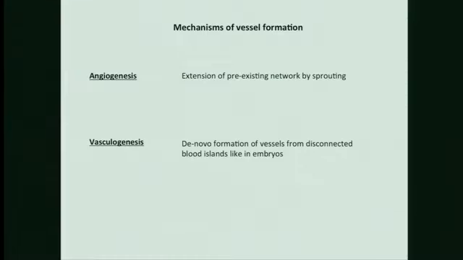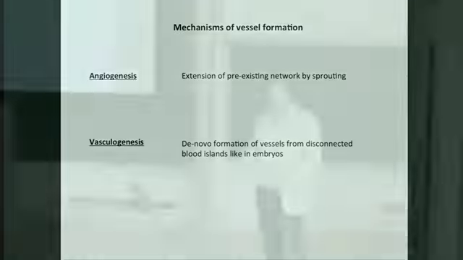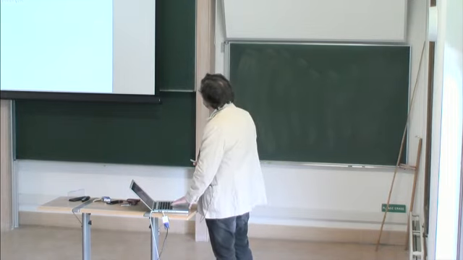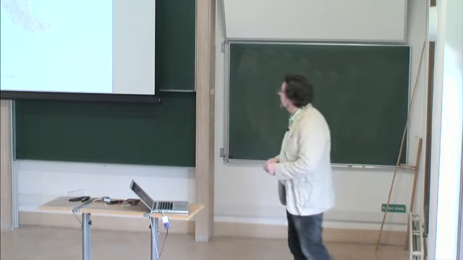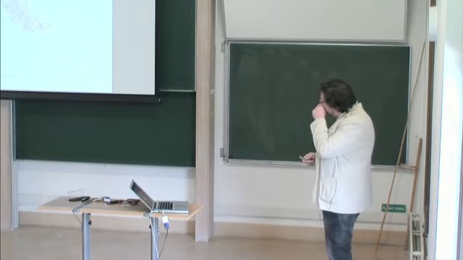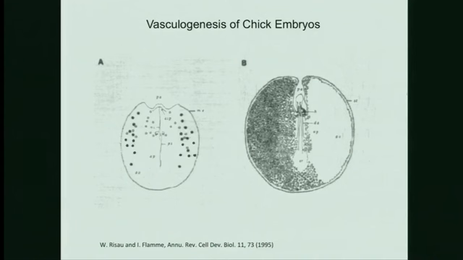But there's also vasculogenesis, which is de novo formation of vessels from disconnected blood islands, like in embryos. About 10 years ago it was found that there is a line of aggressive tumors which do not get blood by sprouting, but make their own network. That's why they call it vasculogenic mimicry, similar to the vasculogenesis in embryos.